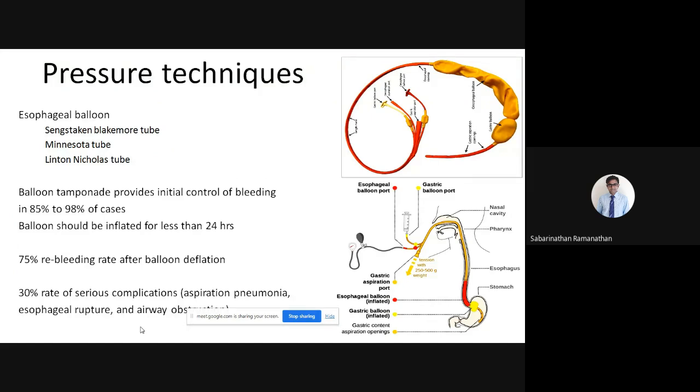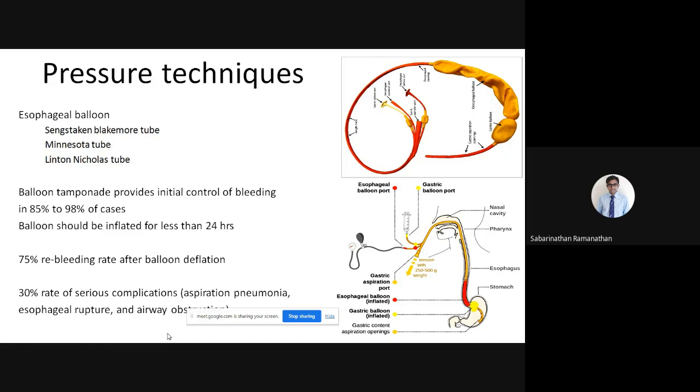And earlier they were using pressure techniques like Sengstaken, Blakemore, Minnesota, Linton Nachlas tubes. And the balloon tamponade provides initial control of bleeding in 85 to 98%. So the balloon is inflated up to 24 hours. Nowadays, this balloon application is not practiced because of the improved facility and early arrival of the patient.